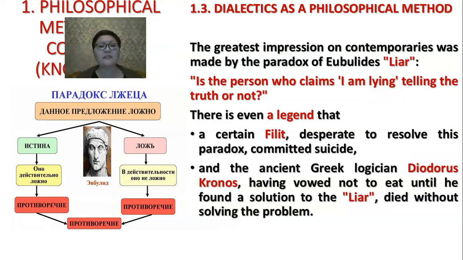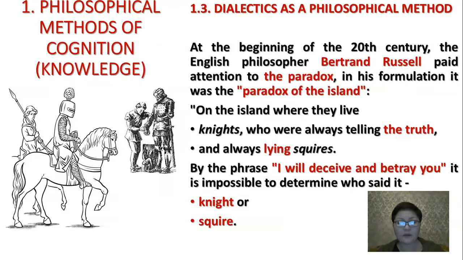There is even a legend that a certain Philip, desperate to resolve this paradox, committed suicide. And the ancient Greek logician Diodorus Cronus, having vowed not to eat until he found a solution to the liar, died without solving the problem. At the beginning of the 20th century, the English philosopher Bertrand Russell paid attention to the paradox. In his formulation, it was the paradox of the island.